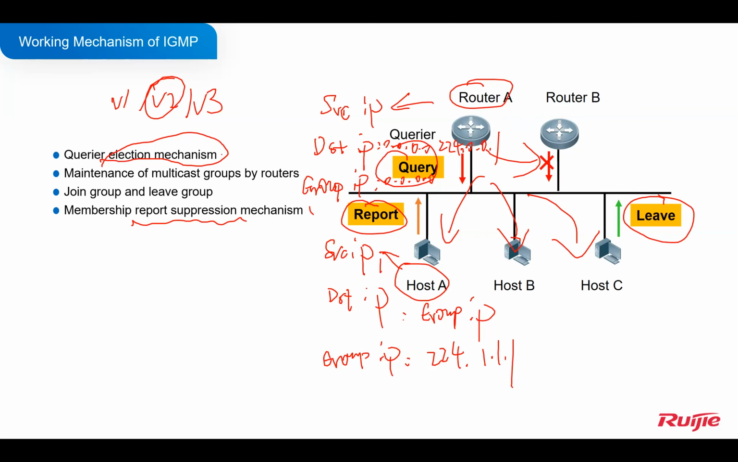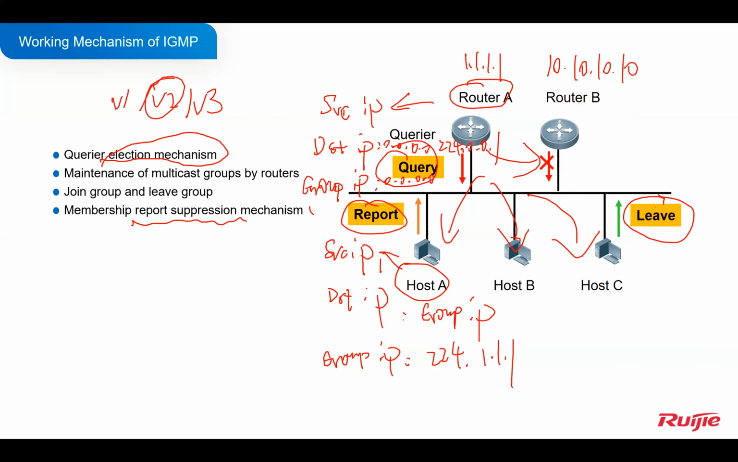For the querier election mechanism, router A and router B will compare the IP address of each router. For example, router A's IP is 10.1.1.1, and router B's IP is 2.1.1.10. So we can say for the IP address, router A is smaller than router B. So router A will become the querier, and router B is the non-querier. So this is the query and the report.